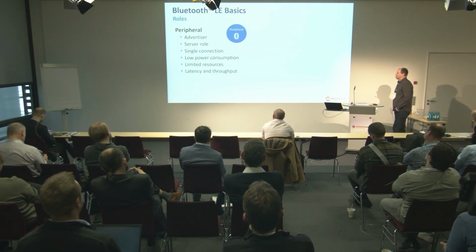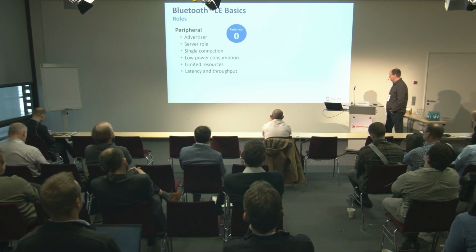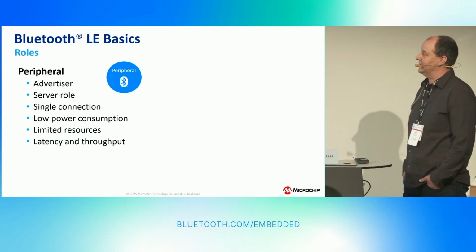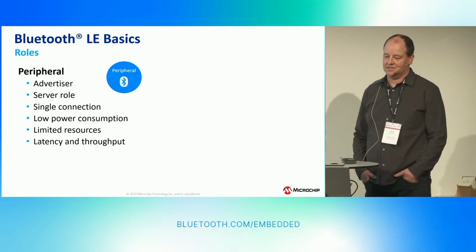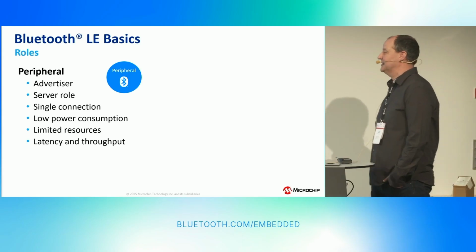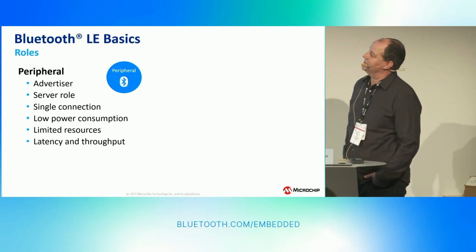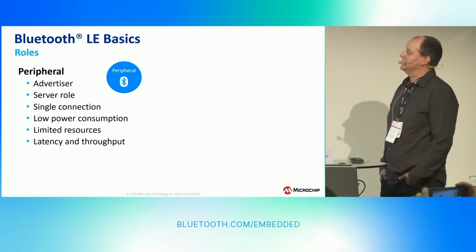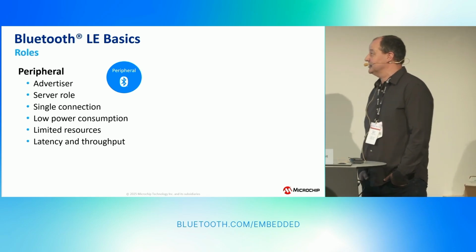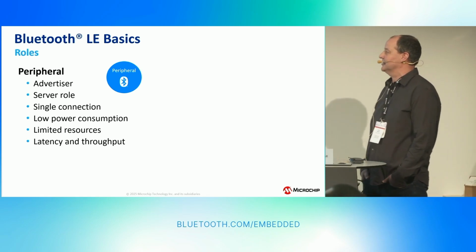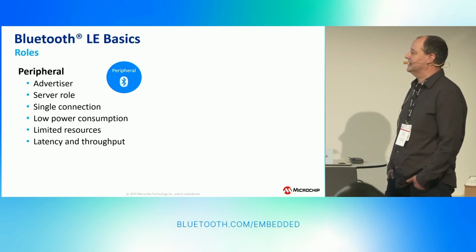So let's start with the small basics. We have 4 roles defined in Bluetooth: peripheral, central, observer, and broadcaster. We have a look here at peripheral. Peripheral, I guess everybody knows, does the advertising and has the server role, which provides the data.